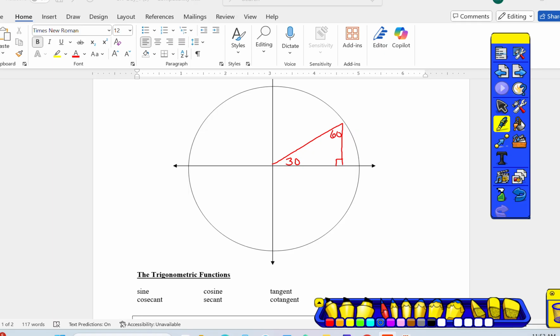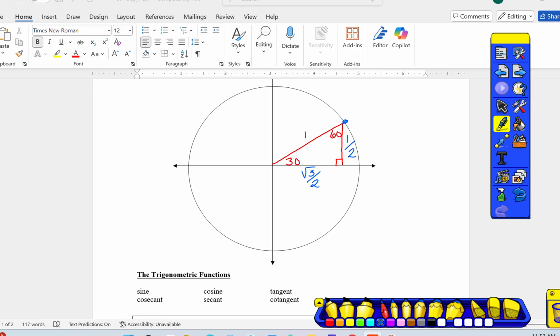Okay. Now, on our 30, 60, 90 triangle, we know the lengths of the sides, right? That's our 30-degree angle. That means to get to this point on the circle, we have to go to the right √3/2, and then up 1/2. Then we know our radius is 1. So it's called the unit circle, because the distance to the outside is always 1.